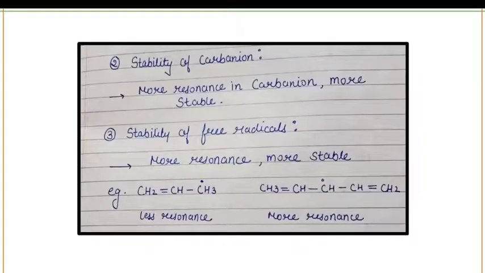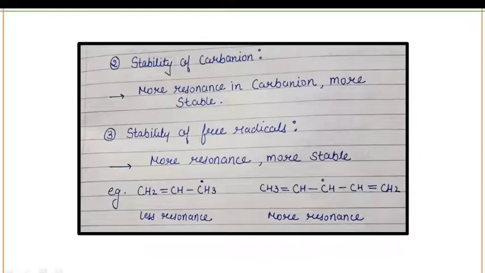Now, second application is the stability of carbanion. The more resonance in a carbanion, the more stable the molecule will be. Third is the stability of free radical. Stability of a free radical also depends on the resonance. The compound that has more resonance will be more stable in the case of free radicals.